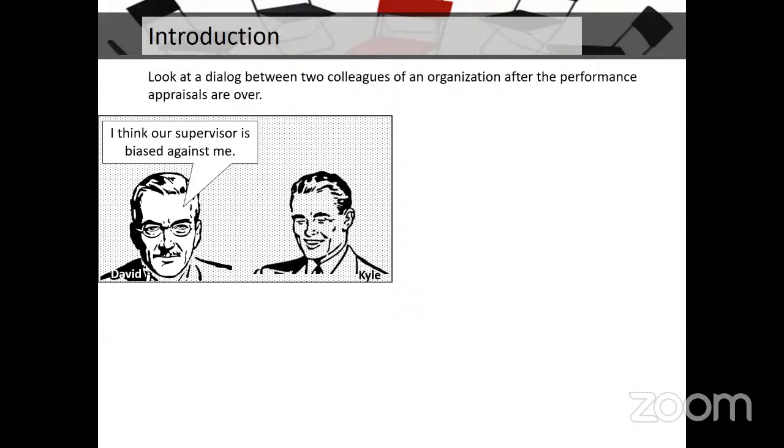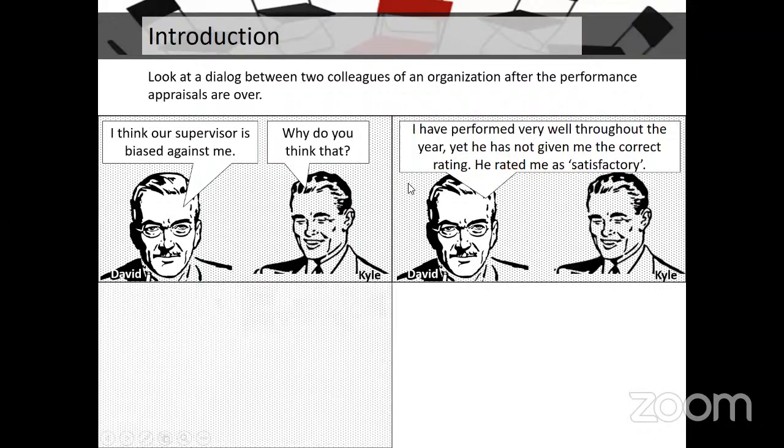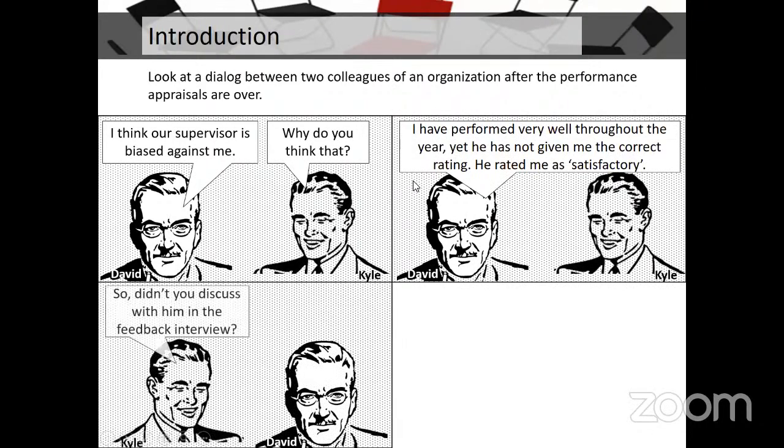So when it doesn't go according to how you'd expect, there will always be that element of bias. This is a statement that you'll always hear. And we have two colleagues here, David and Kyle, having a very interesting conversation. Kyle is asking, why do you think the boss is biased? And he responds, because he thinks he's performed very well throughout the year, yet he has not given me the correct rating. He rated me as satisfactory.